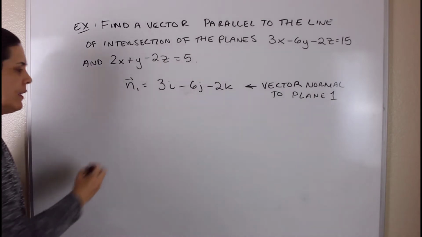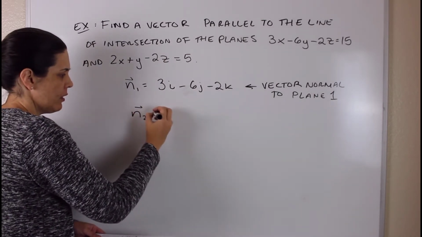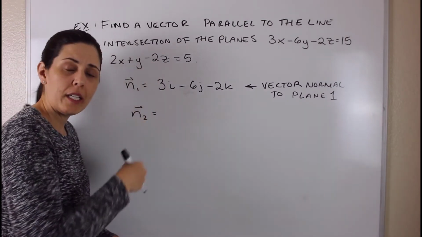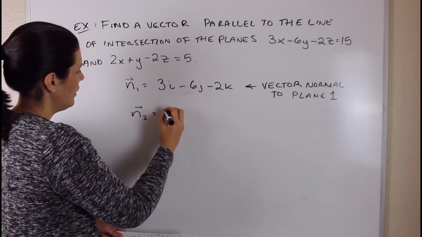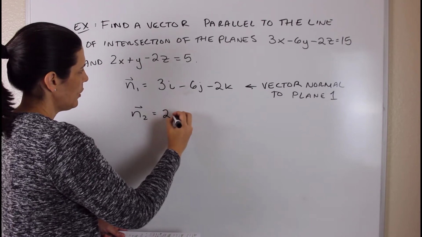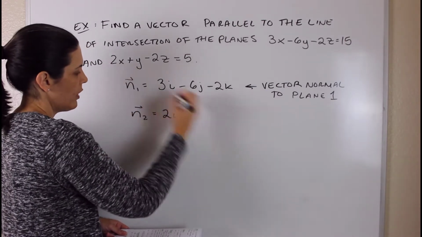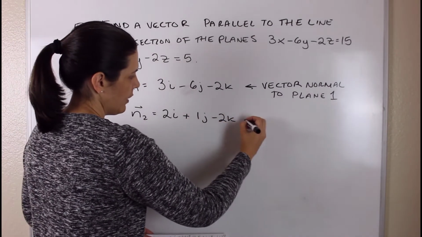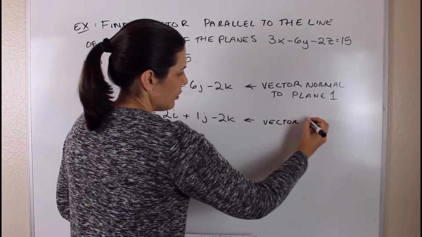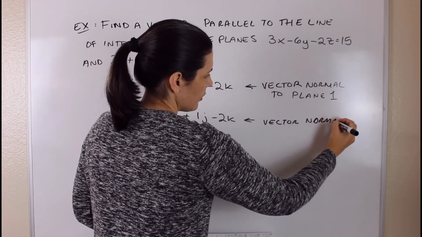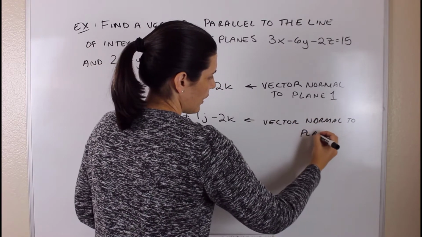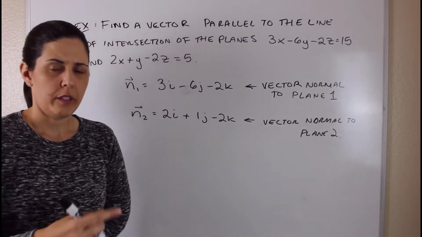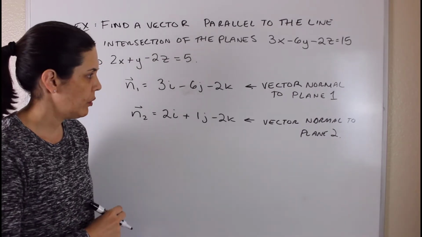Okay. Then for the second plane, same idea. These components as coefficients on x, y, and z make up the normal vector to that plane. So the normal vector for plane 2 is 2i plus 1j, or just j, minus 2k. And this is the vector normal or perpendicular to plane 2. Okay, so now think about it. Okay, you're kind of having to reason your way to this result here.